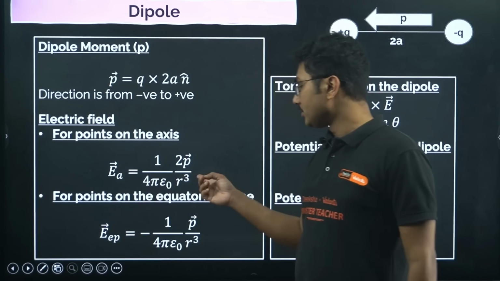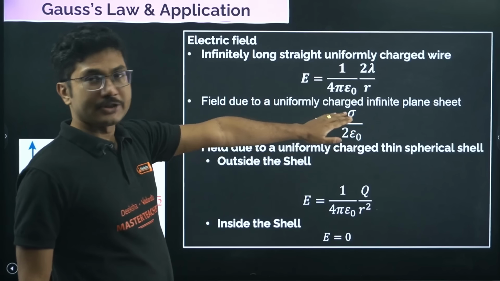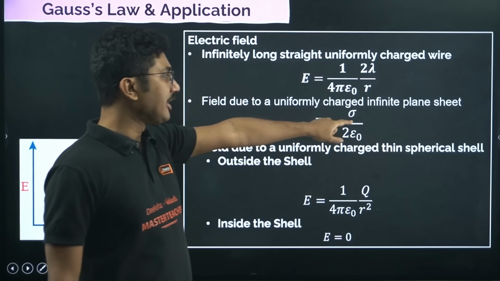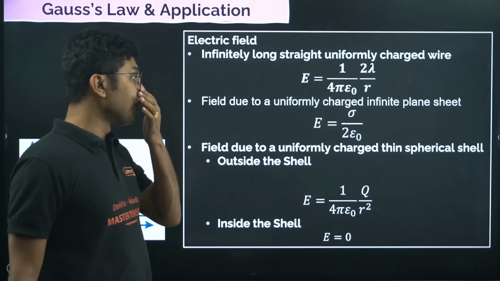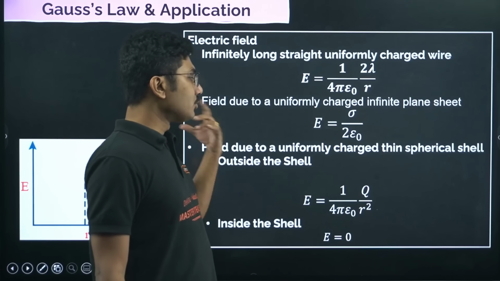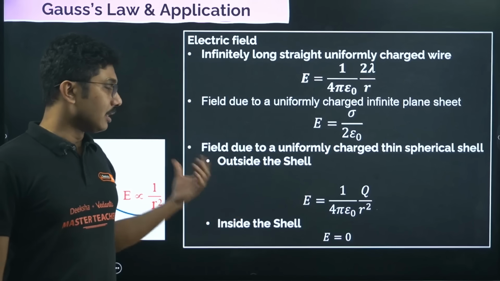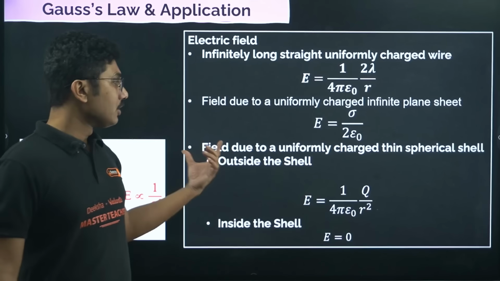Now next is Gauss's law and application. So as you can see, infinitely straight wire, field due to uniformly charged infinite plane, field due to a uniformly charged thin spherical shell. So all the formulas that are there in your syllabus are here. So inside the shell, outside the shell, electric field is given by this. Inside the shell, electric field is 0, potential is constant.